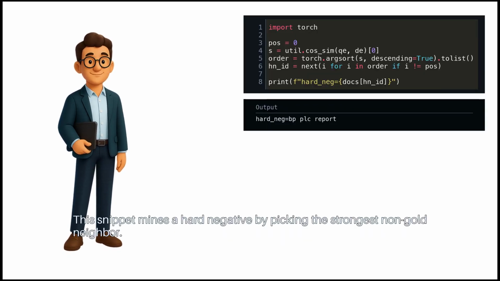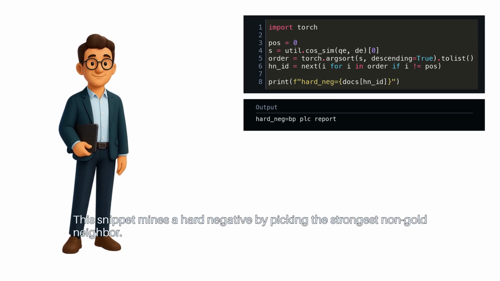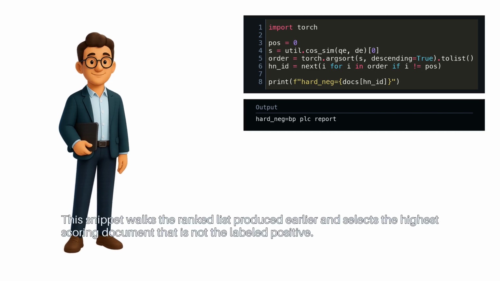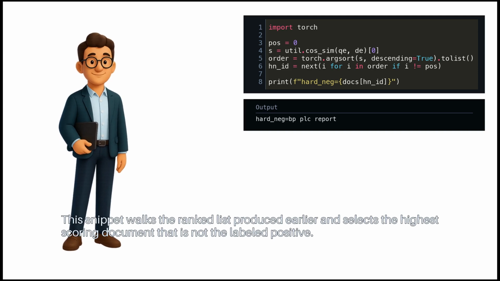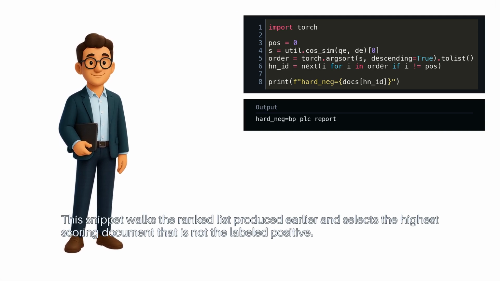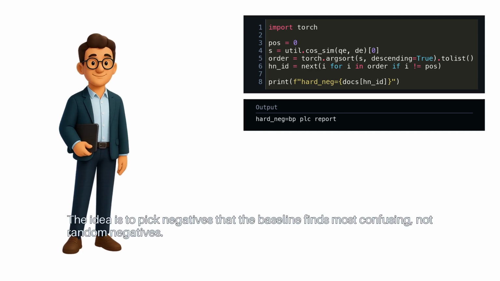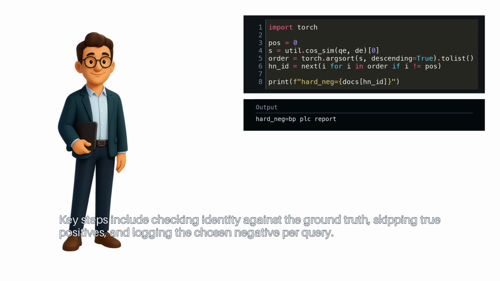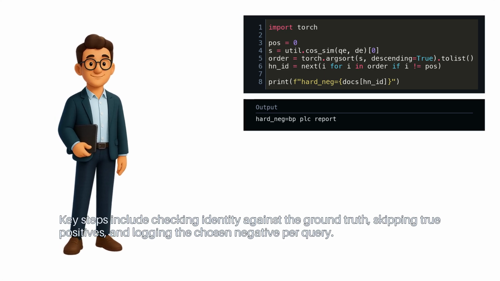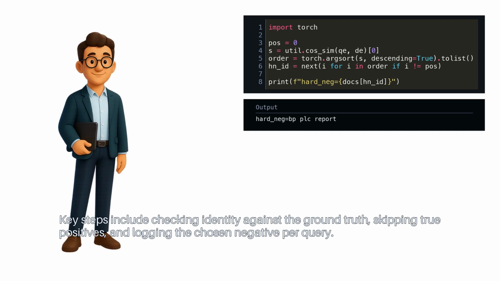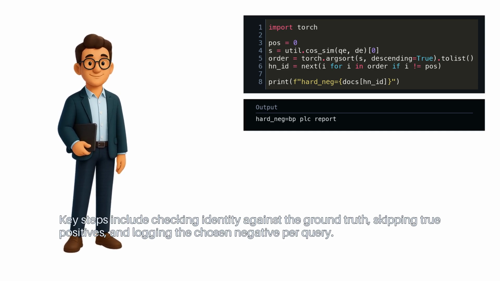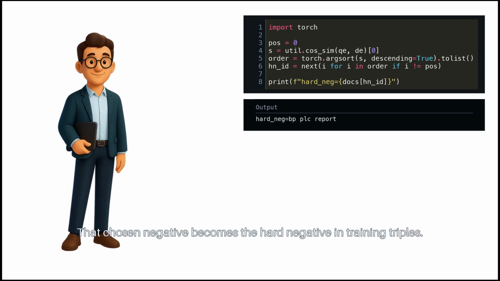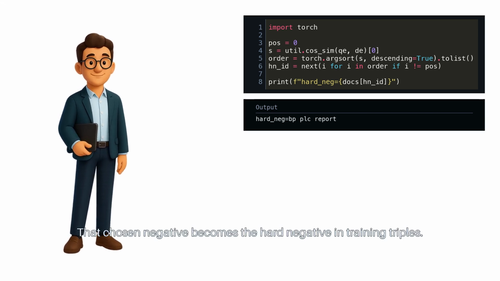This snippet mines a hard negative by picking the strongest non-gold neighbor. This snippet walks the ranked list produced earlier and selects the highest scoring document that is not the labeled positive. The idea is to pick negatives that the baseline finds most confusing, not random negatives. Key steps include checking identity against the ground truth, skipping true positives, and logging the chosen negative per query. That chosen negative becomes the hard negative in training triples.